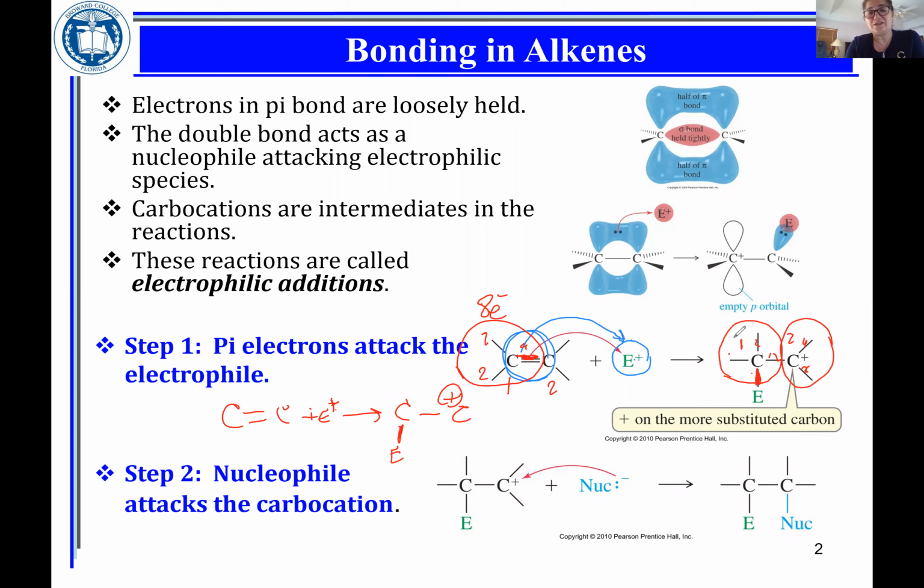In step 2 of the addition reaction, a nucleophile comes in. When you say nucleophile, what does nucleophile mean? It means that it likes nucleus, it either has a pair of unshared electrons or has a negative charge. So if it likes nucleus, it's going to come and form a bond with this carbocation now. So we have a second step, and that's shown in this equation here, the nucleophile attacking the carbocation, forming a bond with the carbocation.